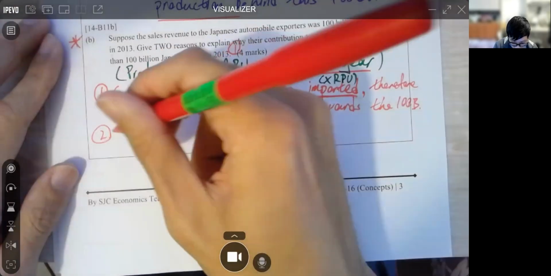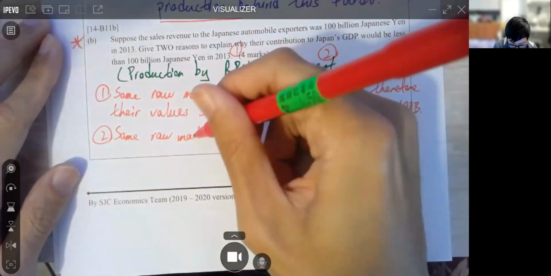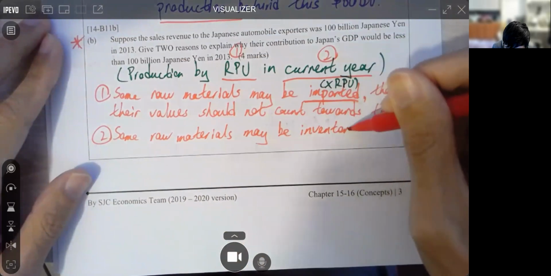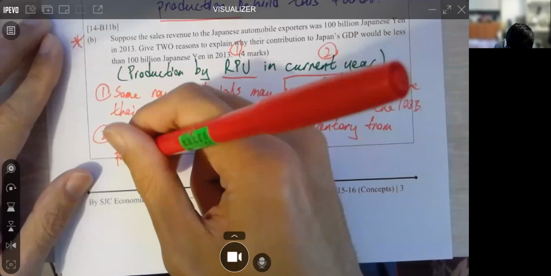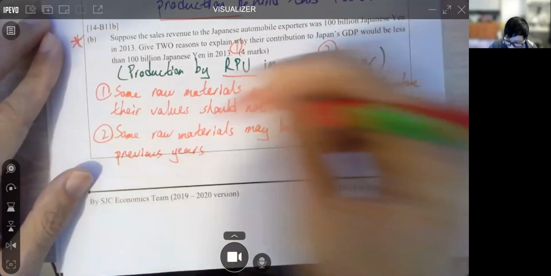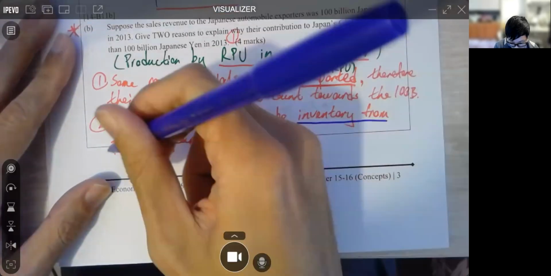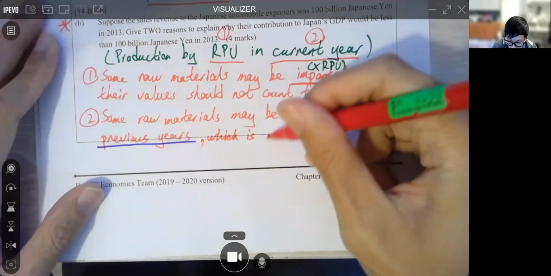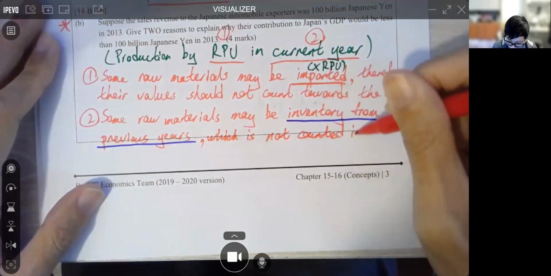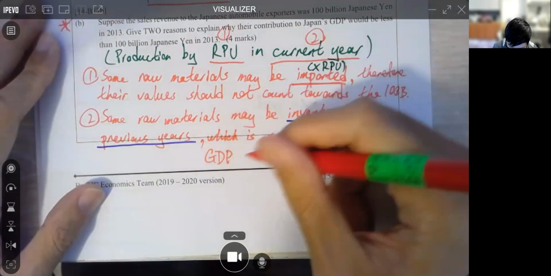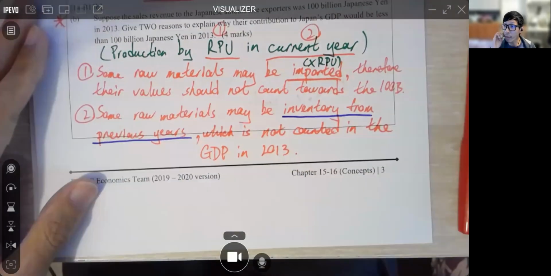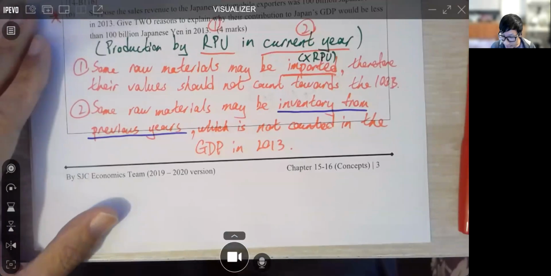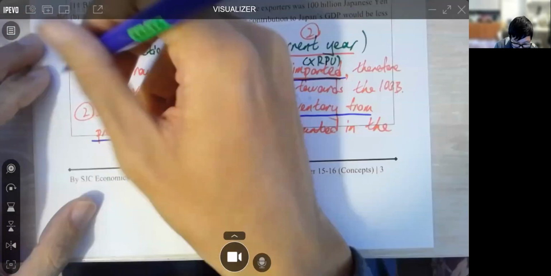Okay? So this is the first clue. Second clue, some raw materials or some finished goods may be inventory from previous years. They may not be this year's goods but previous years' goods, which are not counted in the GDP in 2013. Previous years' goods are not counted, not the current period. Inventory from previous years.